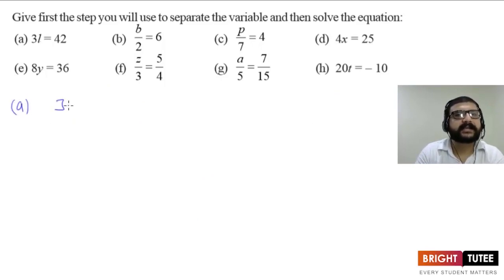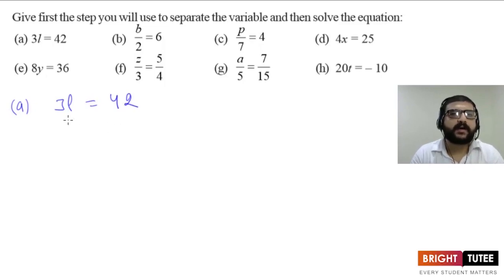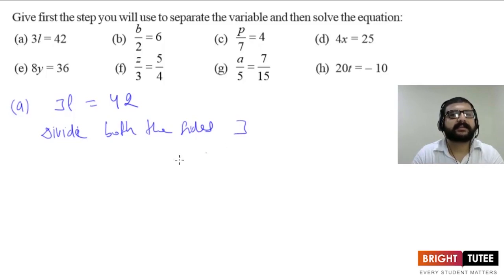It is 3L is equal to 42. Now for separating the variable which is L here, we have to get rid of this 3 which is multiplied with L. What we can do for that? We can divide both the sides with the same number, and that number will be 3 here.